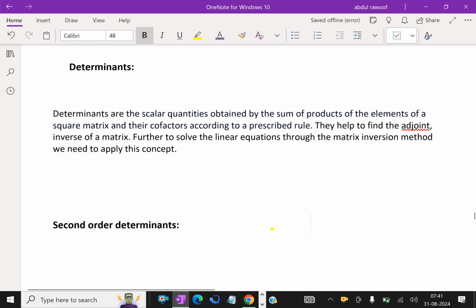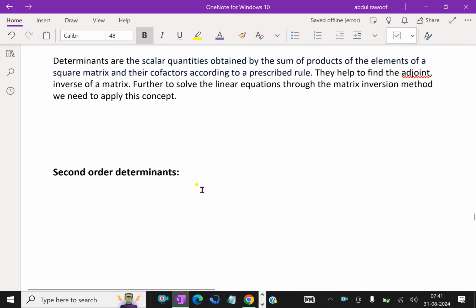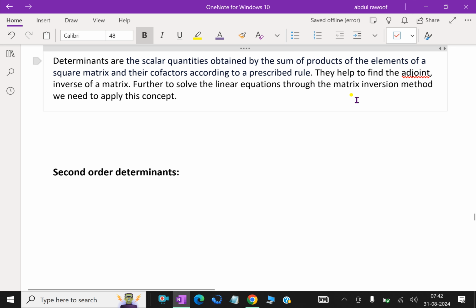First, what is a determinant? Determinants are the scalar quantities obtained by the sum of products of the elements of a square matrix and their cofactors according to a prescribed rule. They help to find the adjoint and inverse of a matrix. Further, to solve linear equations through the matrix inversion method, we need to apply this concept.